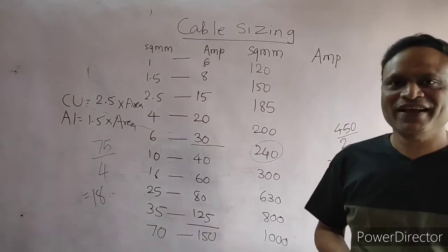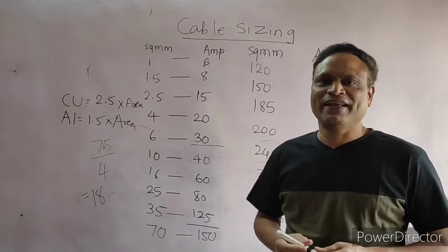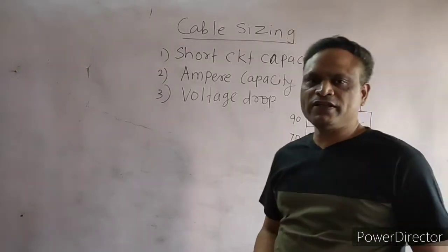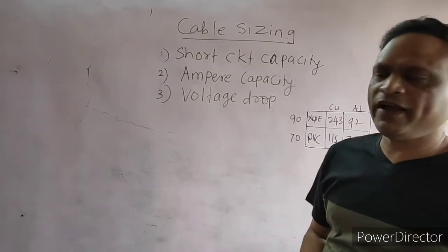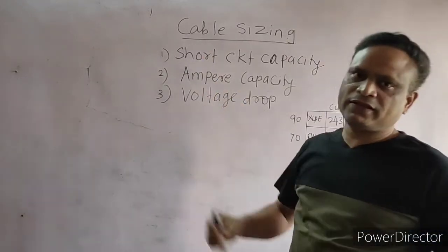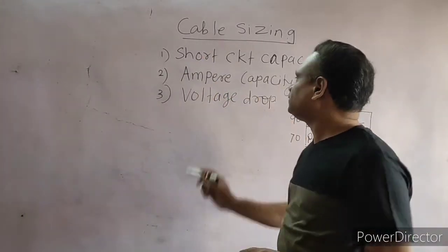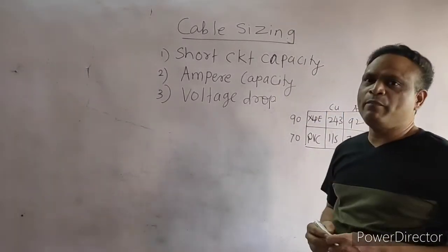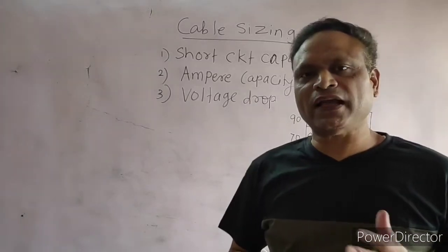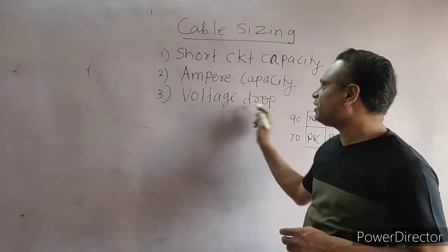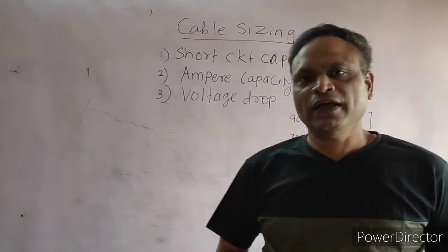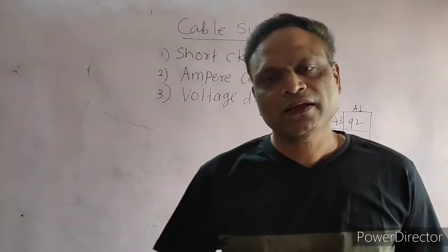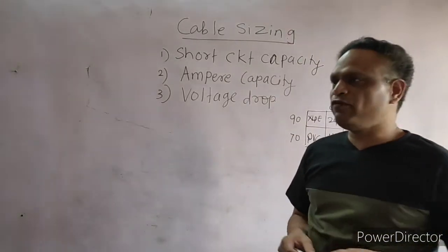Now we will see how to select the cable and what the procedure of cable selection is. In this process, we have to satisfy 3 criteria. The first criterion is the short circuit capacity of a system, the second is the ampere capacity, the maximum current carrying capacity of a cable, and the third is the voltage drop. If these 3 criteria are satisfied, then we can say the given cable is suitable for use.